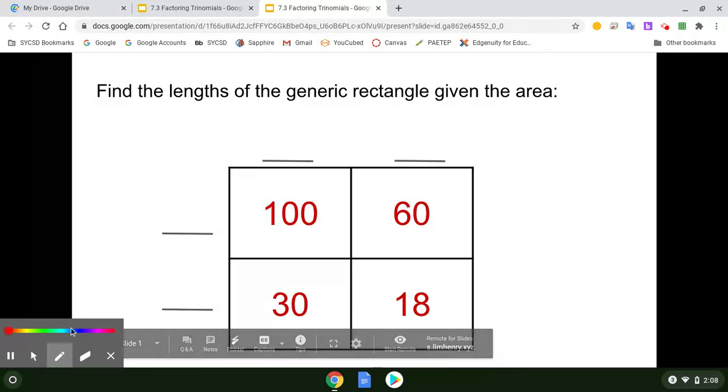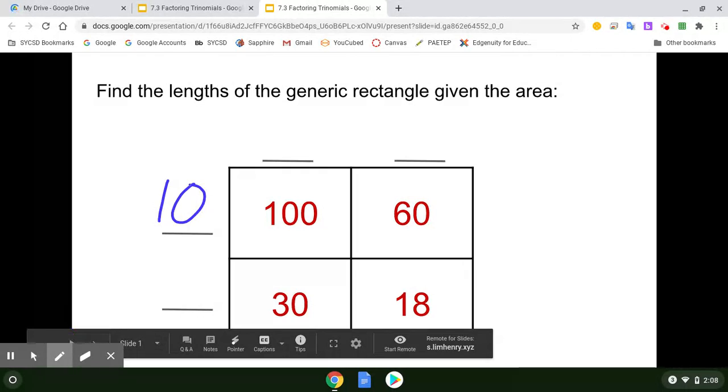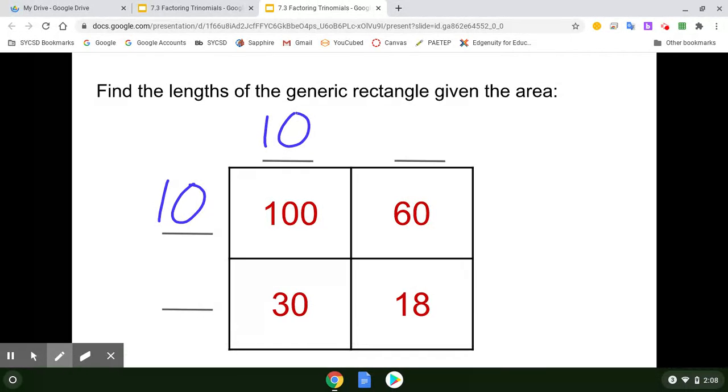Hopefully you thought about it and came up with the factors 10, 10, 6, and 3. So notice 10 times 10 gives you 100, 10 times 6 is 60, 10 times 3 is 30, and 3 times 6 is 18.